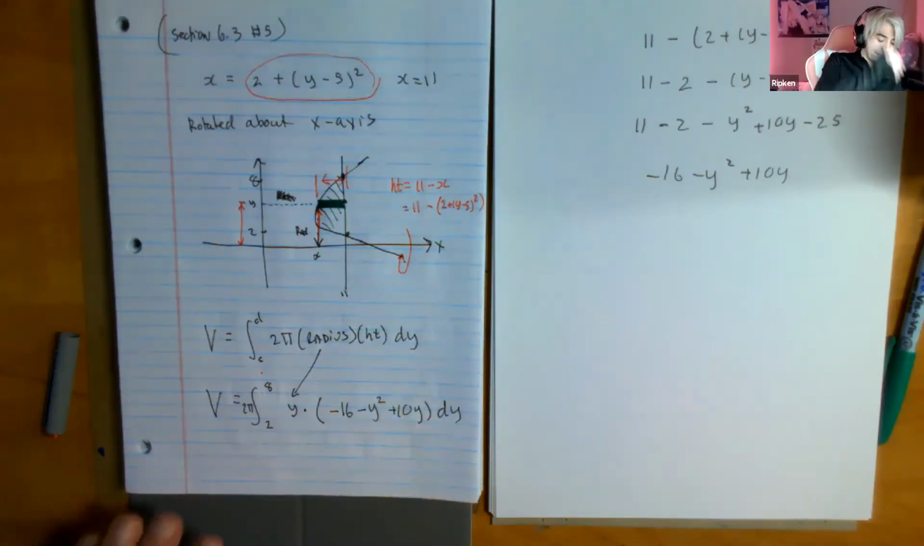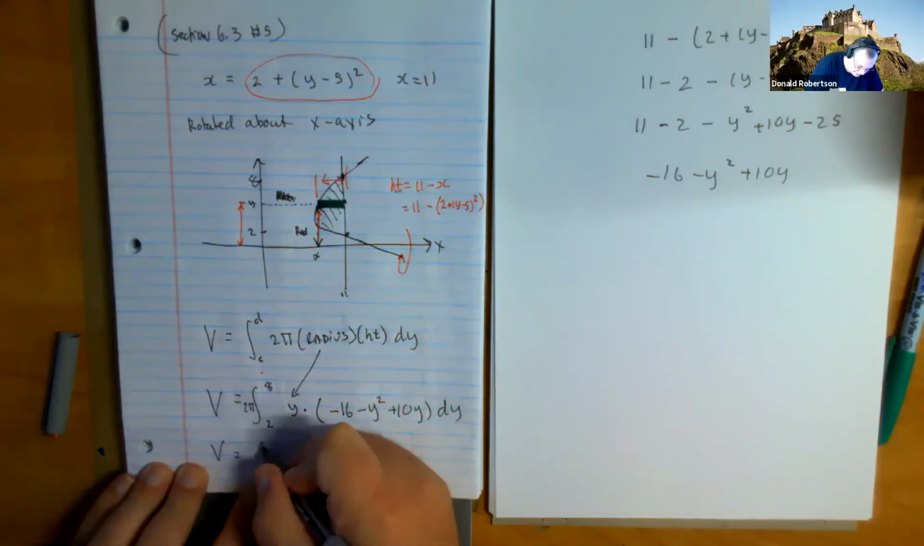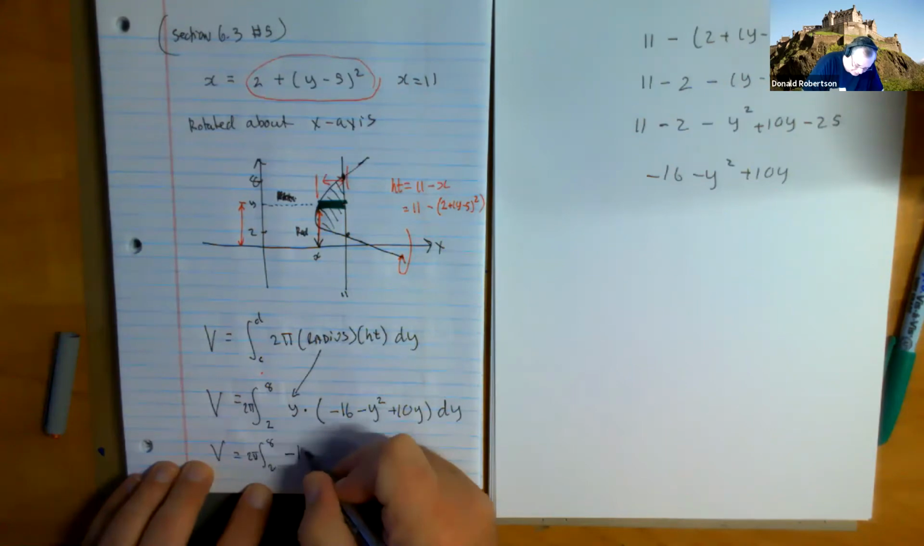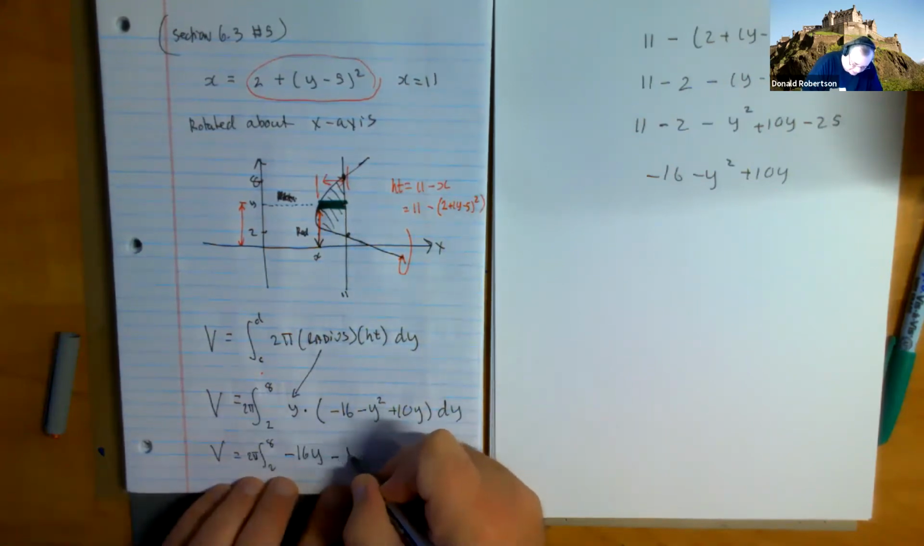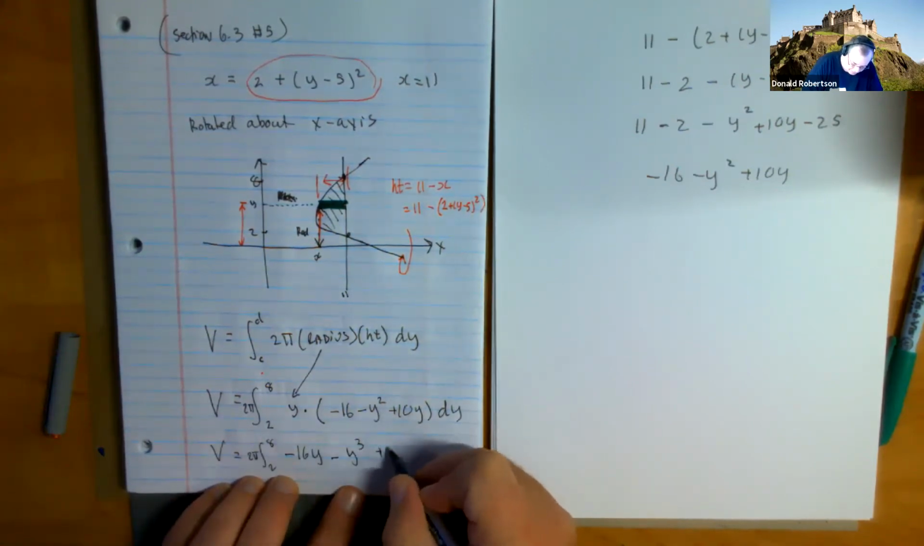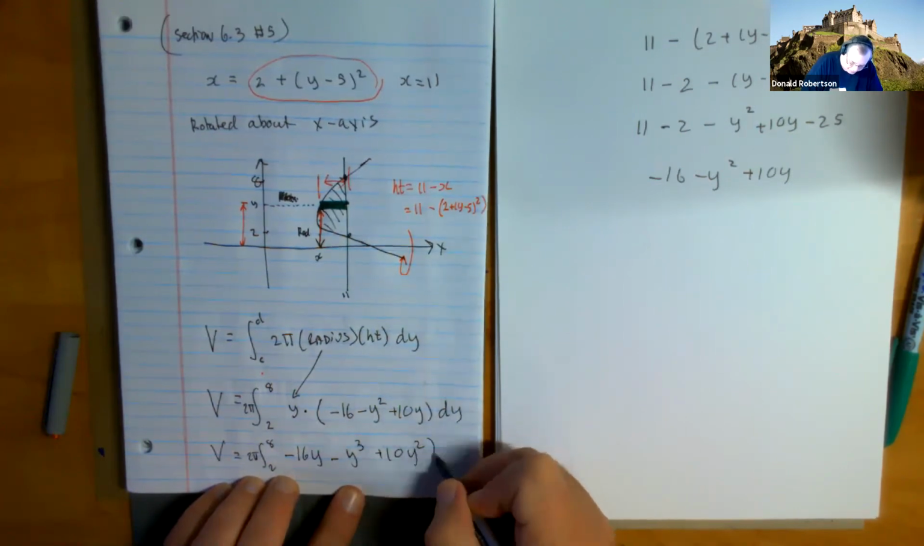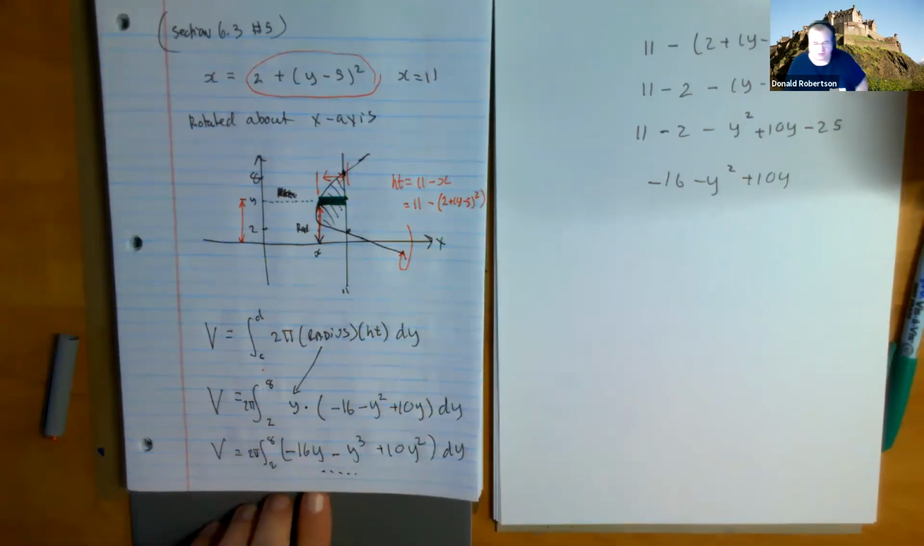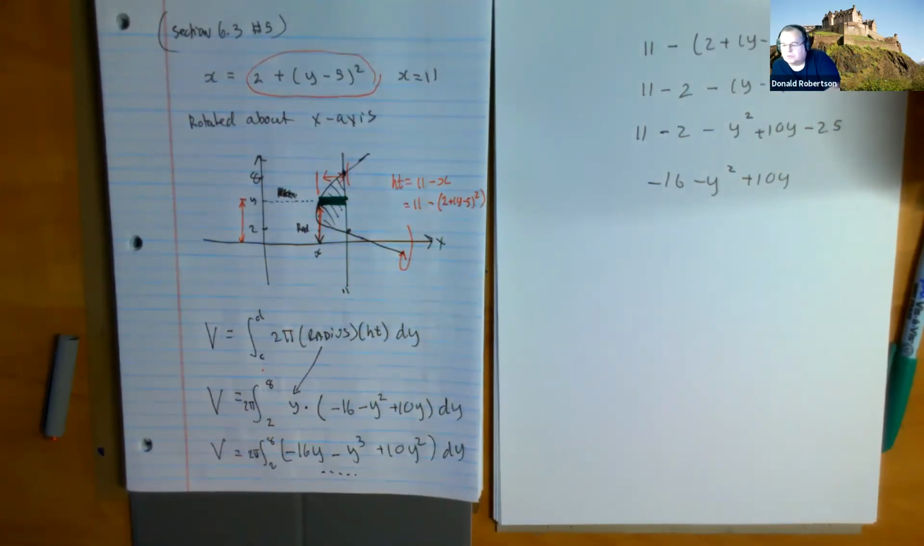Distribute the y. Okay, so the volume is going to be the integral from 2 to 8 of negative 16y, negative y cubed, plus 10y squared dy. And at that point, isn't it just a very, very ugly power rule with lots of numbers that you chuck in, and provided I didn't do some silly mistake where a plus should be a minus, the process is correct, right? So you should be able to follow it through.